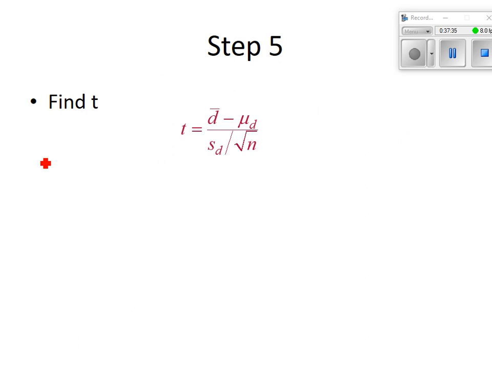That's the formula to find T. I'm not going to rewrite it again, we just rewrote it a minute ago. So you have D bar minus mu D on top, which is always going to be 0. Find your standard deviation, which is this big long formula. Find your square root of N, divide those two, then whatever the top is gets divided by all of that. It looks a whole lot more confusing than it actually is hard.